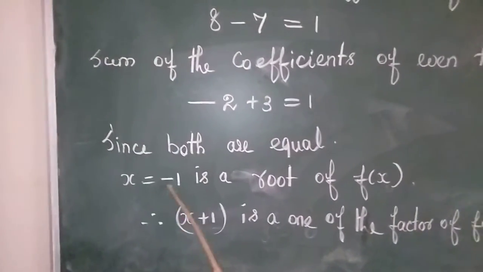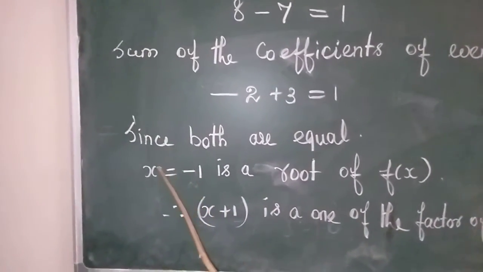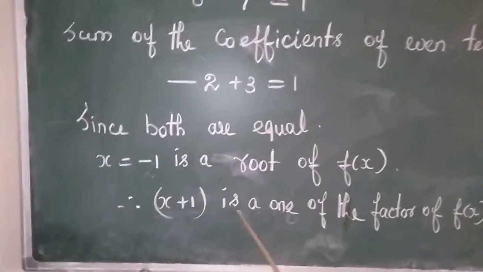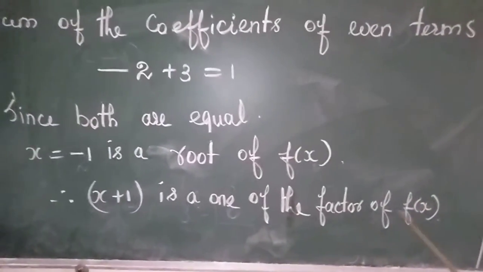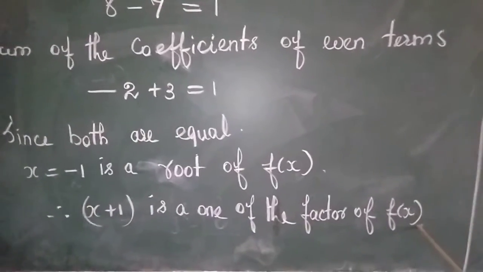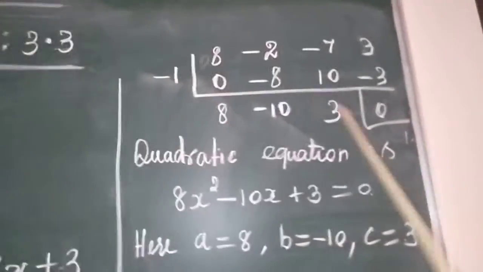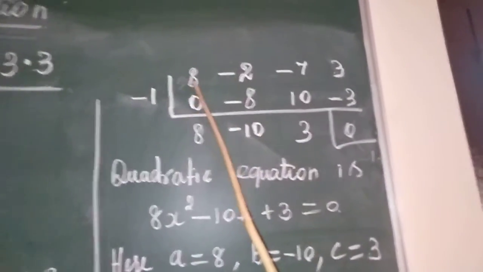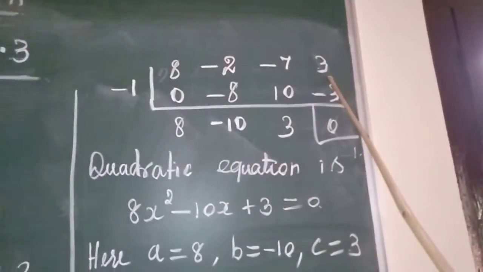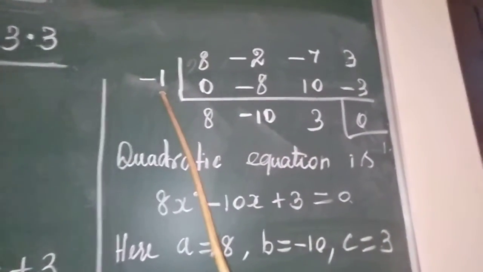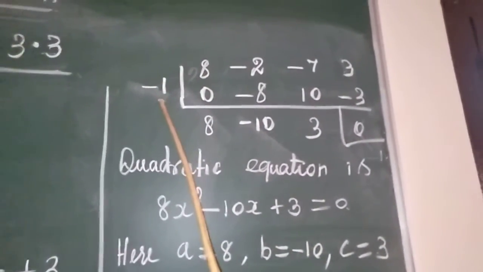x equal to minus 1 means when you bring this 1 to the left hand side it will become plus 1. Therefore, x plus 1 is one of the factors of f of x. Next we are trying to find out the remaining two roots of this f of x. Now we are using the synthetic method, and I wrote the coefficients of the given equation, and we found out that one root is minus 1. We are going to divide by minus 1 here.